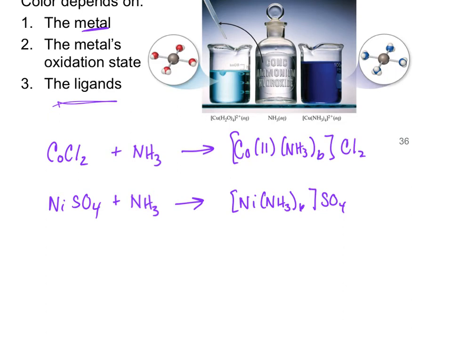I want to point out one thing here. When I wrote out these formulas, I put the Roman numeral 2 in parentheses for the cobalt, but I didn't do that for the nickel. The nickel has a 2+ oxidation state, but nickel only has 1 possible oxidation state. So just by convention, we don't include the Roman numeral on that one. The cobalt has different possible oxidation states, so that's why we include it there. Okay, so that's the first thing we're going to do. We're going to make some cobalt ammonia complex and some nickel ammonia complex, and look at the differences in color.